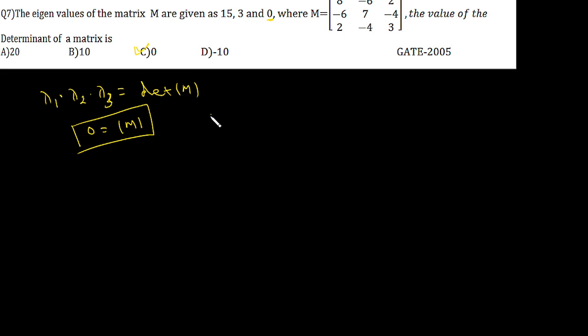In other words, M is a singular matrix, because we got the determinant equal to 0 and it is the necessary condition for any matrix to become singular. So the determinant is 0 for this matrix M.